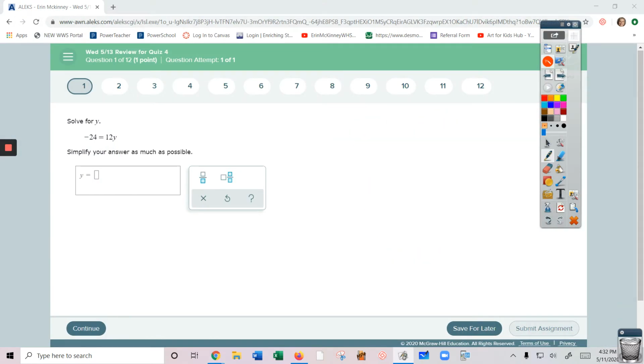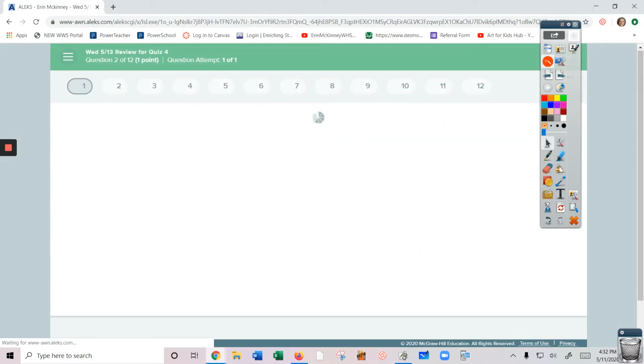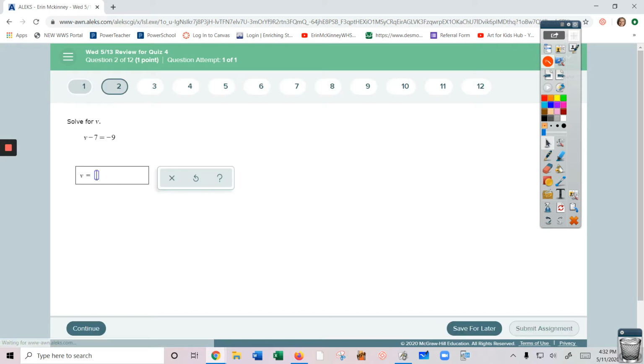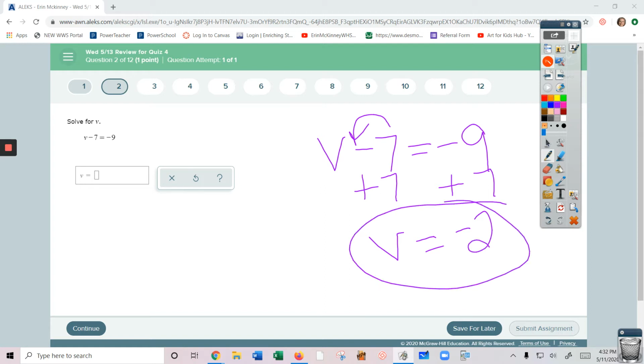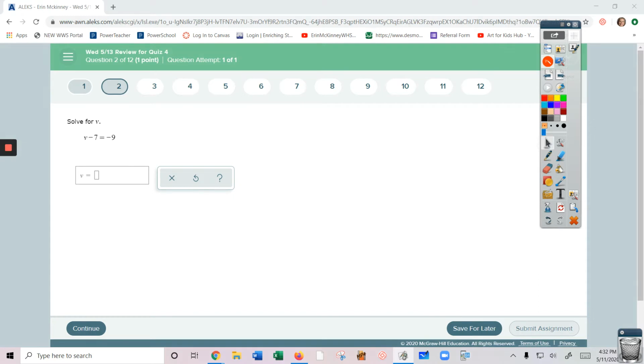Sorry, wrong button. Okay, number 2. We have v minus 7 equals negative 9. So if we want to solve this for v, we need to move the 7. The 7 is attached with subtraction, and we undo that with addition. Negative 9 plus 7 gives us a negative 2, and so v equals negative 2. It is a coincidence that that is the same number.